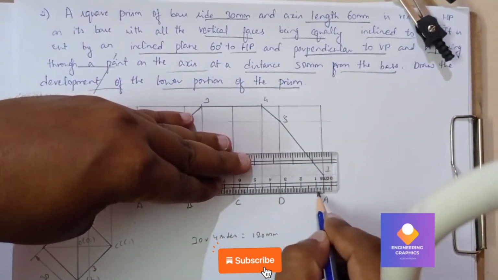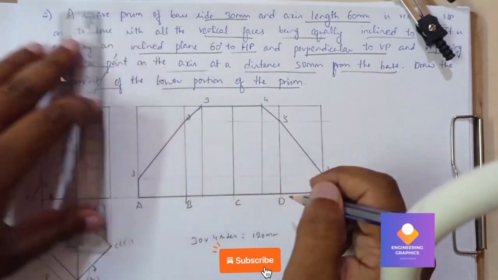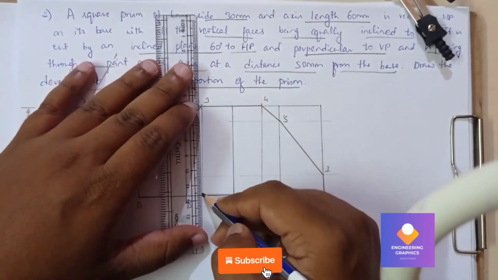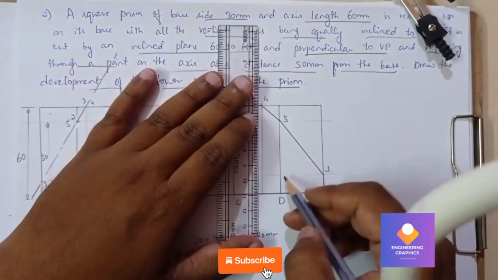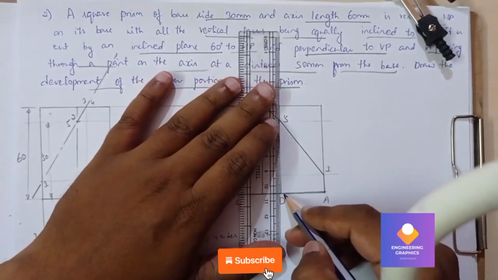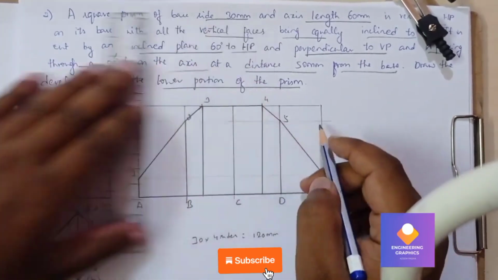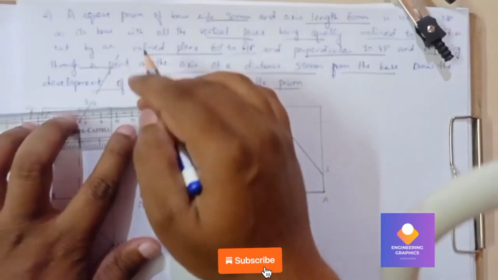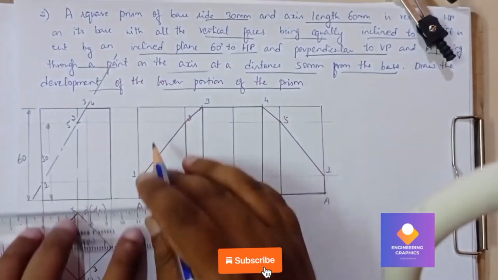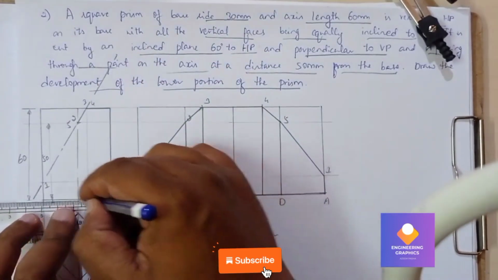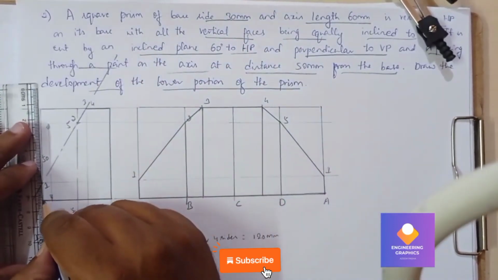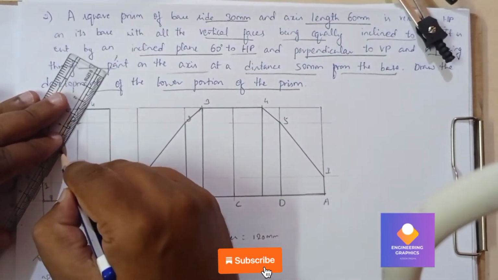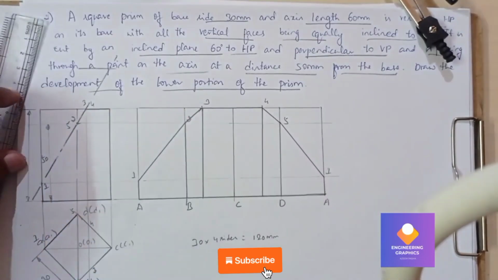So that is the development of the lower portion of the prism, the cut portion. I'll be darkening these vertical edges again. Here also this cut portion, so in the front view also I am going to darken it. That is the retained portion, and this is the lower portion of the prism. So that's why we are darkening it. So that completes the development of the square prism.